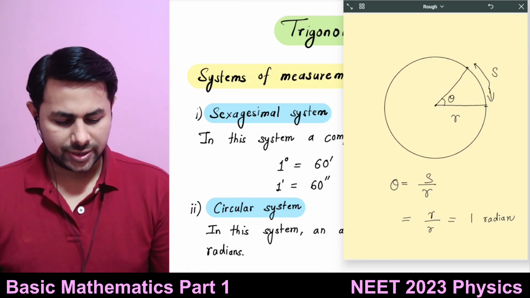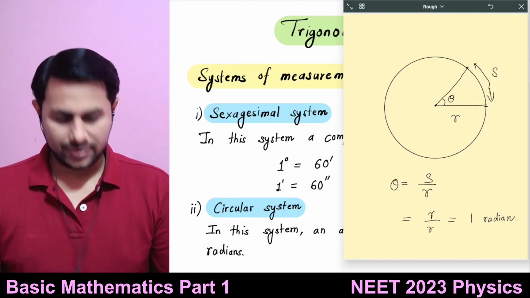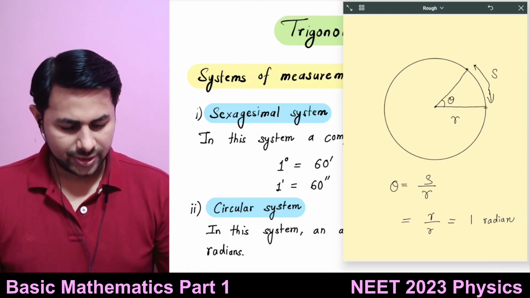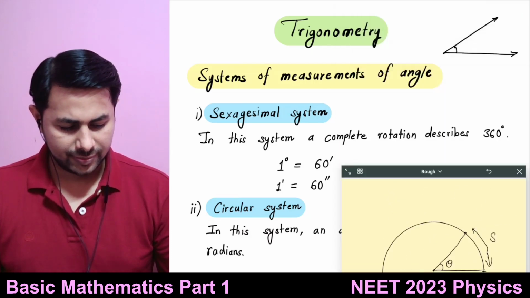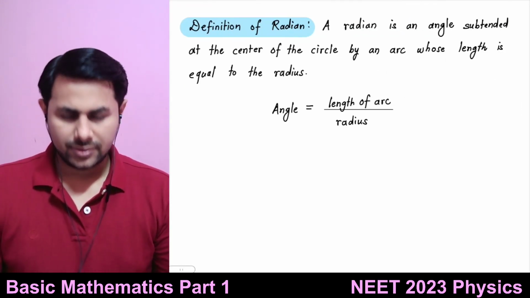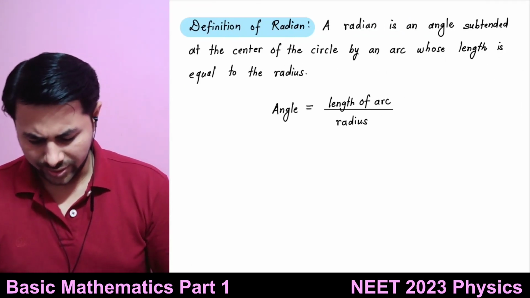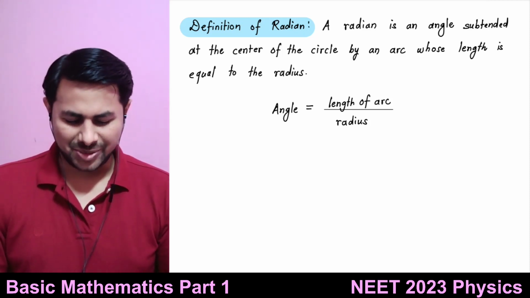Okay, the unit here is known as radian. All right, so this is clear. Okay, so I have already written down the definition of radian.